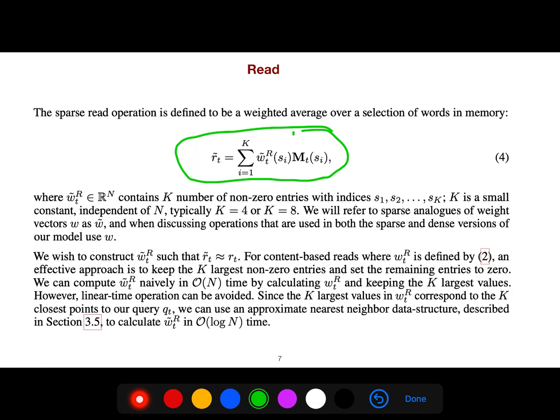Here, the sparse read operation is defined to be a weighted average over a selection of words in memory. For example, this W tilde contains K non-zero entries, and K is a small constant, independent of N. So K is just 4 or 8. We will refer to sparse analogues of weight vectors as W tilde, and when discussing operations used in both the sparse and dense versions of our model, we use W. We wish to construct W tilde such that R tilde approximates R_t.